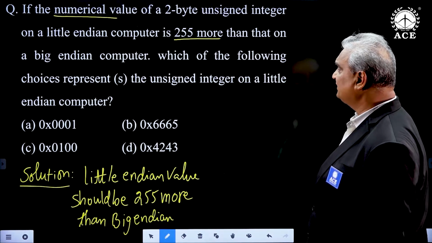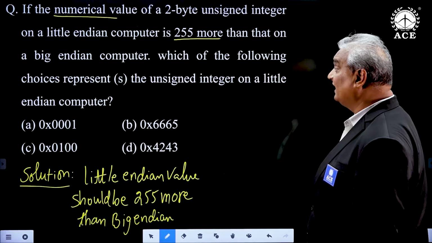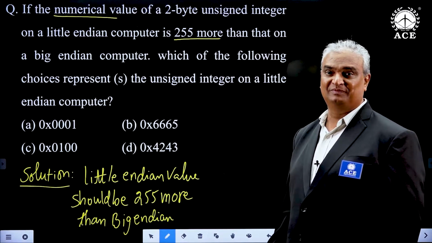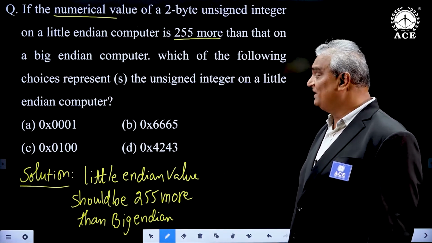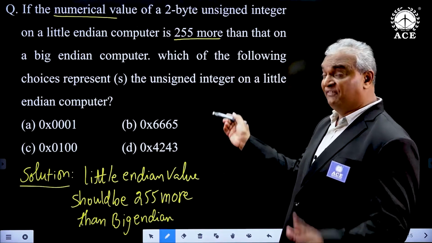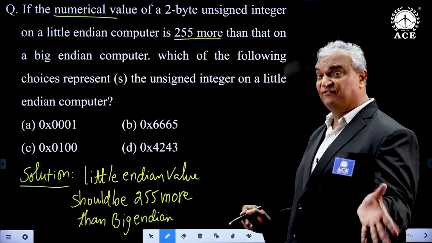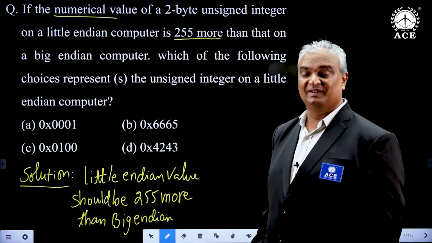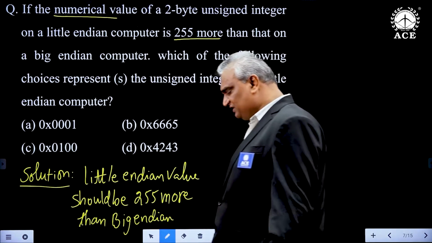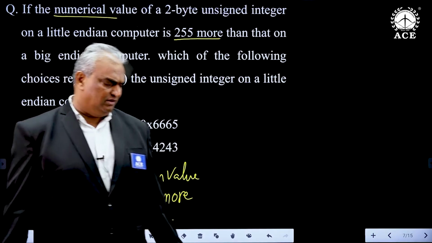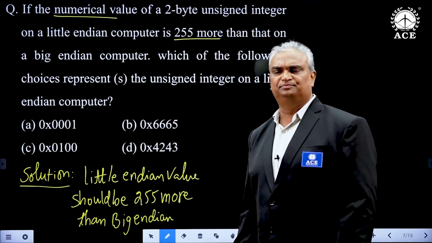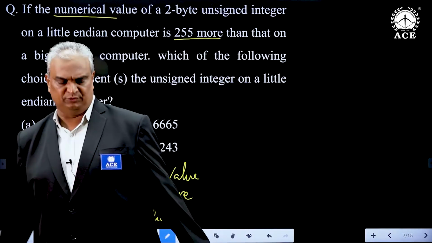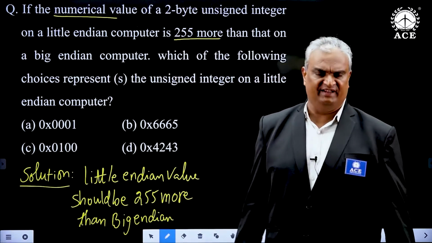Which of the following choices represents the unsigned integer on a little endian computer? 4 options are there. It is a multiple select question, MSQ. He gave 4 options. According to given information, default. What about default? All these are belonging to little endian values. One more point is also there. Most of the systems use little endian system. Only few systems, few manufacturers, few companies use big endian.